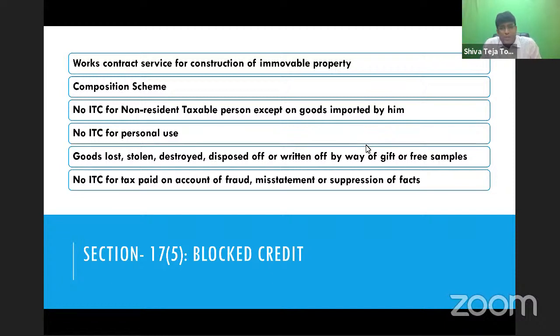Next one, composition scheme, that is anyways not eligible. Next one, no ITC for non-resident taxable person, that is NRTP. NRTP cannot take credit except on goods imported by him. Except for that goods imported by him, he can't take credit on anything. Next, no ITC for personal use. Simple point. Next one, goods lost, stolen, destroyed, disposed of, or written off by way of gift or free samples. This also we can't take credit.